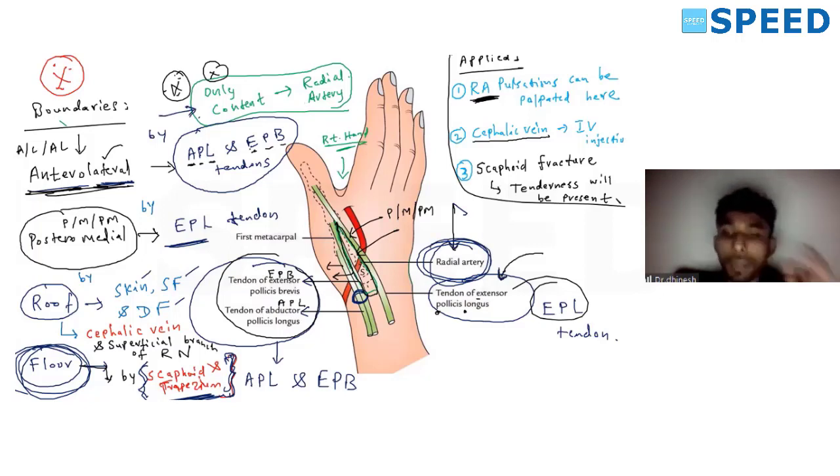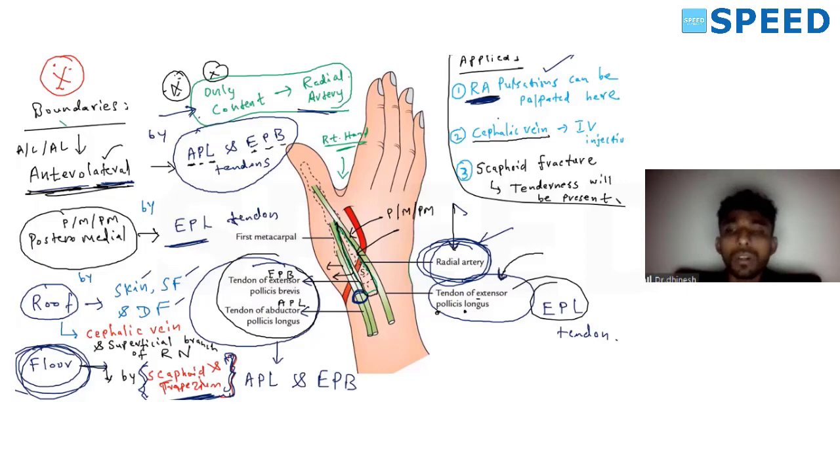In an image-based question, they may ask which structure forms any boundary, or what is the content of the marked area. The only content of the anatomical snuff box is the radial artery. Then, coming to the applied aspect, the content is the radial artery, isn't it? So within the anatomical snuff box, you can easily palpate the pulsations of the radial artery.